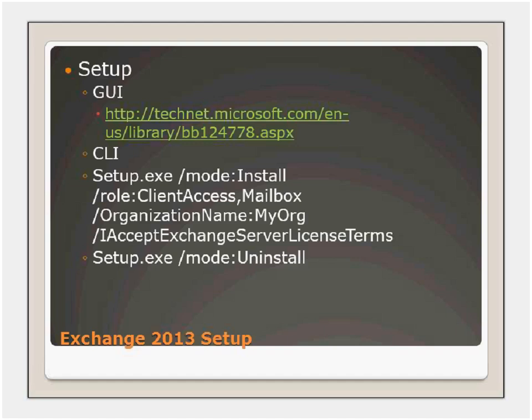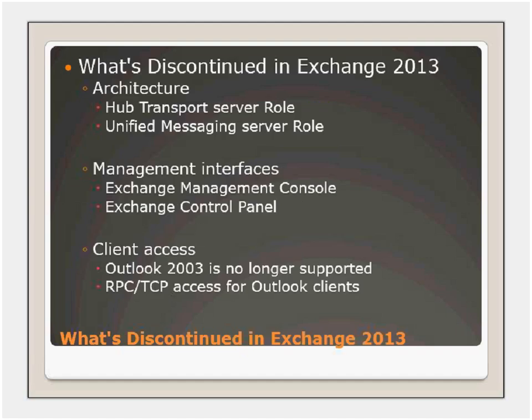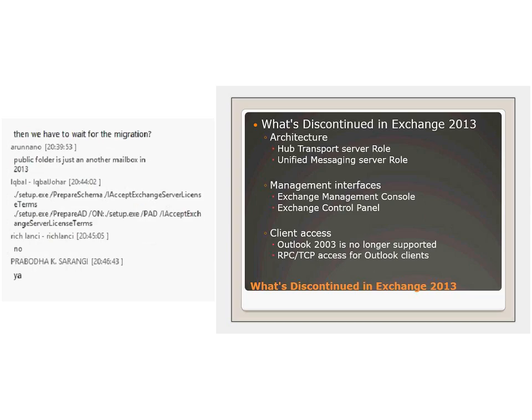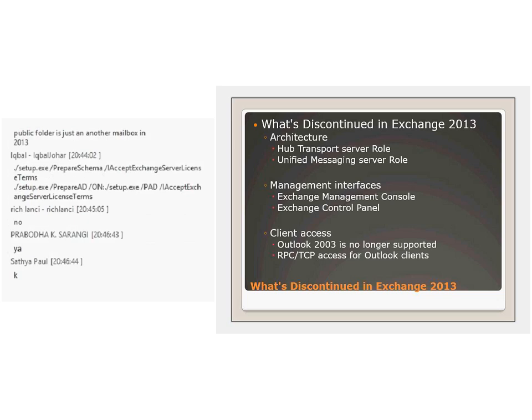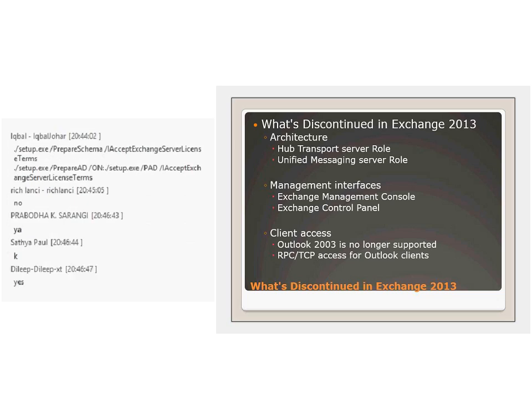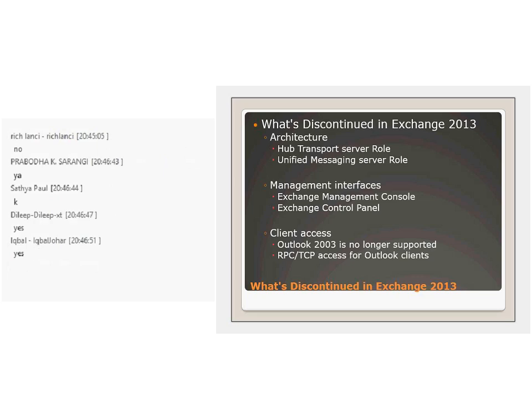Let me move forward with what all things are removed. Okay, are we all good until now? All right, perfect. The very first thing you should understand that is removed from the architecture point of view is that there is no more Hub Transport server role, there is no more Unified Messaging server role, and somebody might come back and say there is no Edge Transport role as well. Really, that is not removed from the architecture.